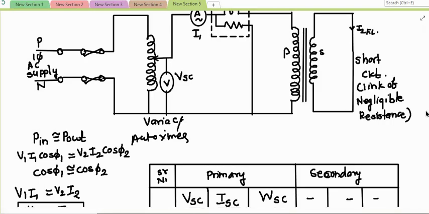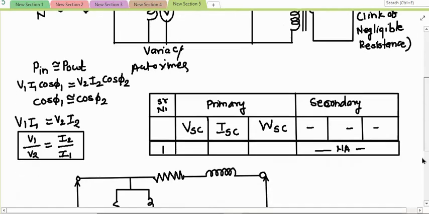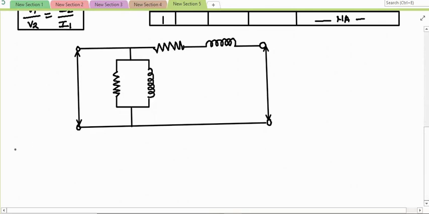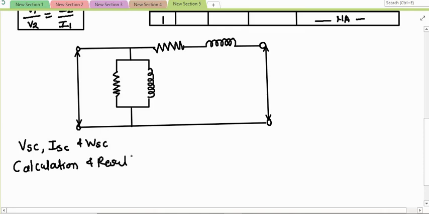Then now let us see what calculation we can do with the help of this reading. So what readings do we have? VSC, ISC and WSC. Let us see what calculations and results we will get from the short circuit test.